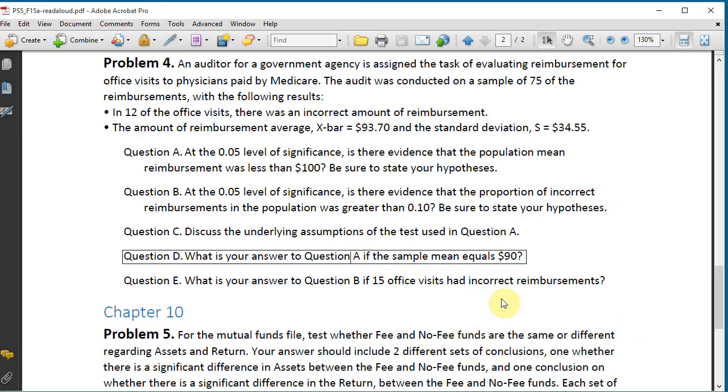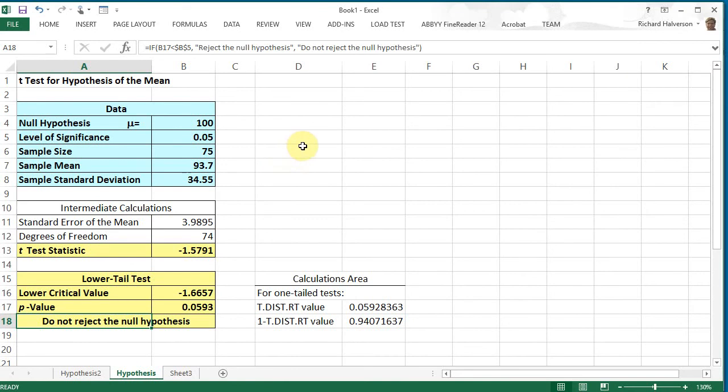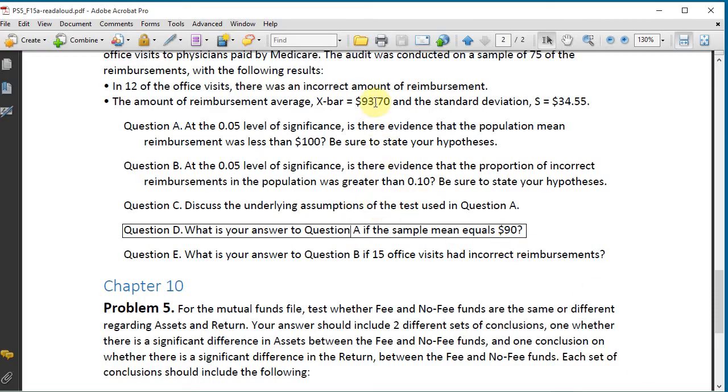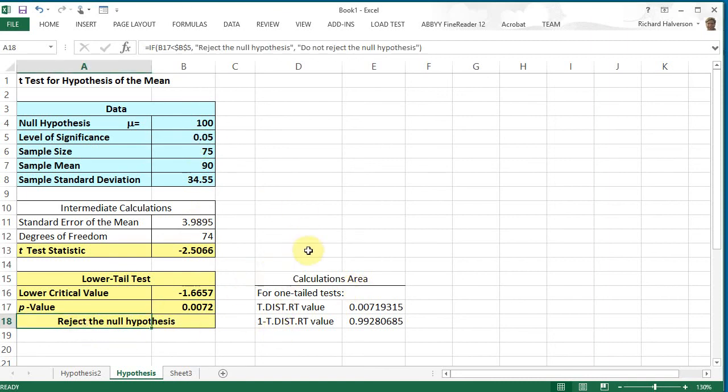Question D. What is your answer to question A if the sample mean equals $90? Okay, we can just go back to our question A spreadsheet, our results here, and fortunately we know that PHStat does formulas for everything, so we can just change our sample mean from 93.7 to 90. And when that happens, we see that the p-value goes down to 0.0072, which is much less than 0.05. And we would, in fact, reject the null hypothesis.